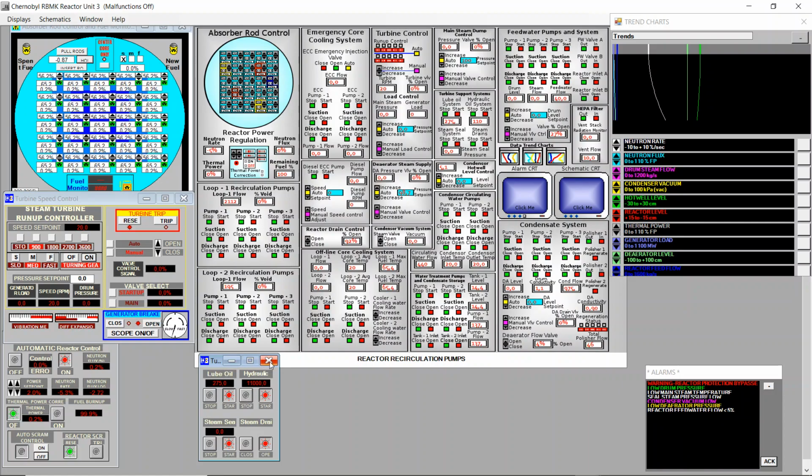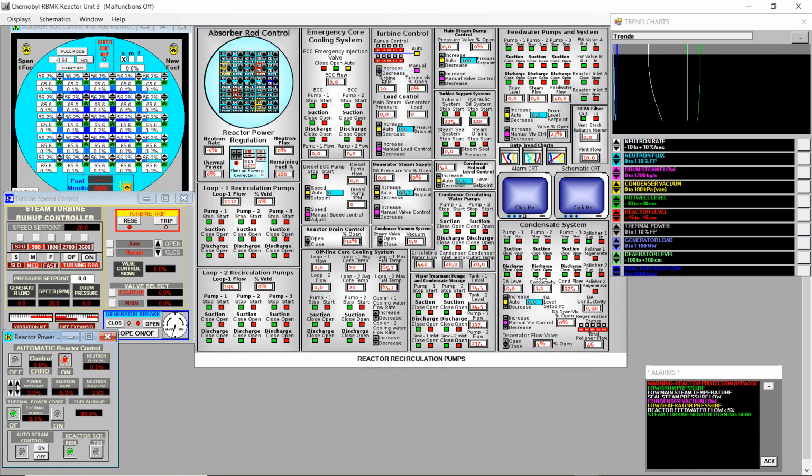So I will close this window, and now it seems that we can already increase the power set point in the reactor. I will go to 5% and wait a bit, and then we'll go to 10%. We see the red warning here, reactor protection bypass, so I will switch on the auto scram control, and this disappears.